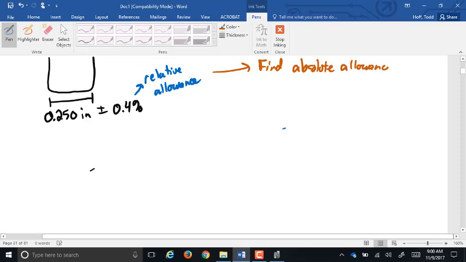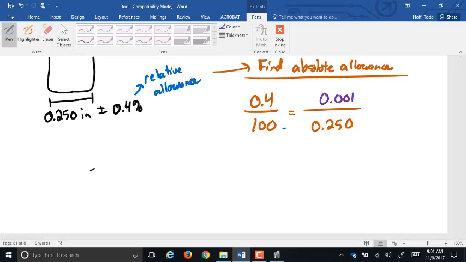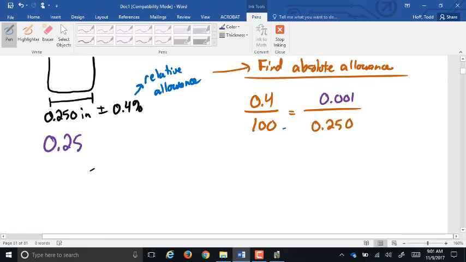we have to work with our percents. 0.4% is 0.4 over 100. How much is that out of our ideal value? Is that 0.001? So what that's saying is an absolute allowance, this is 0.250 inches plus or minus 0.001 inch. So plus or minus 1,000th.